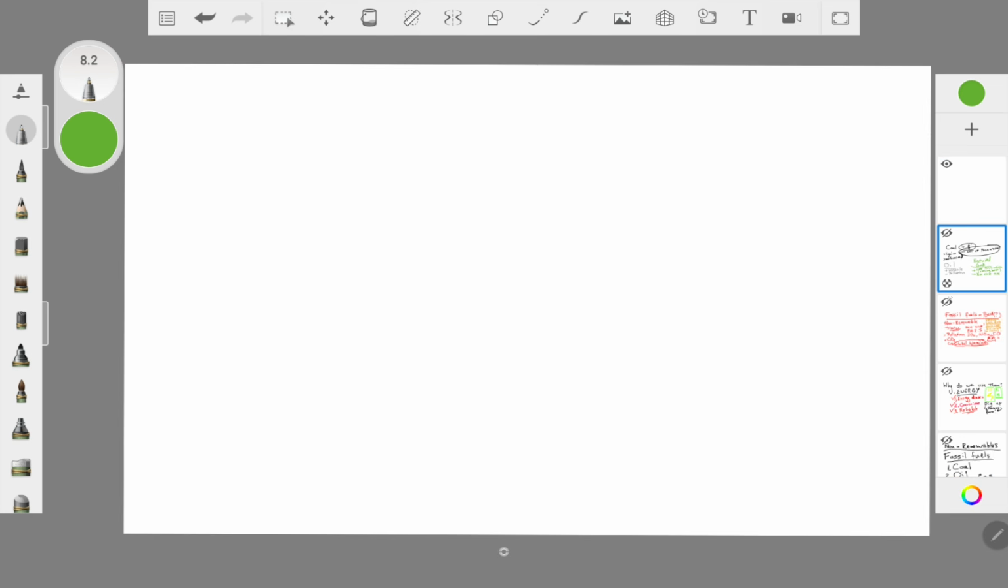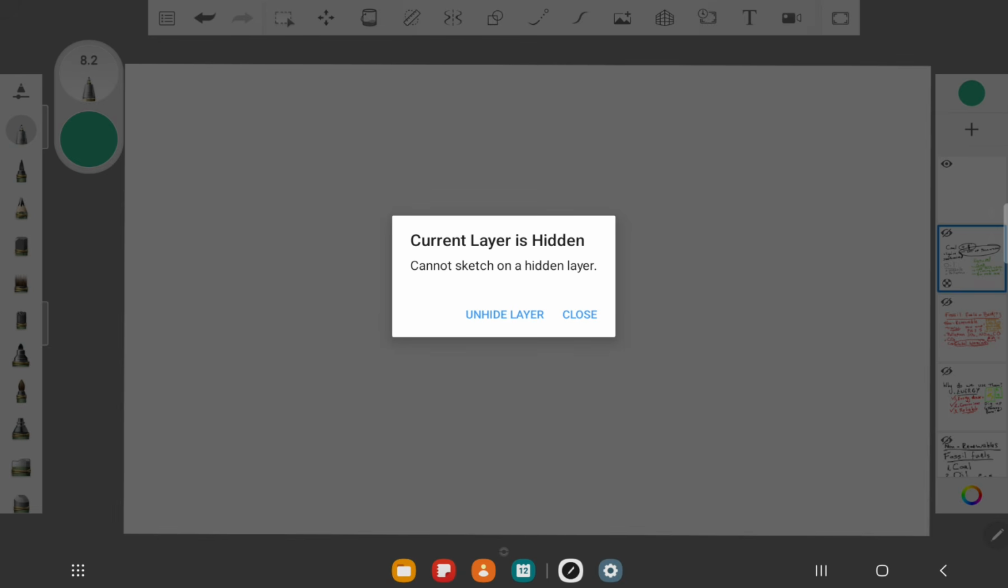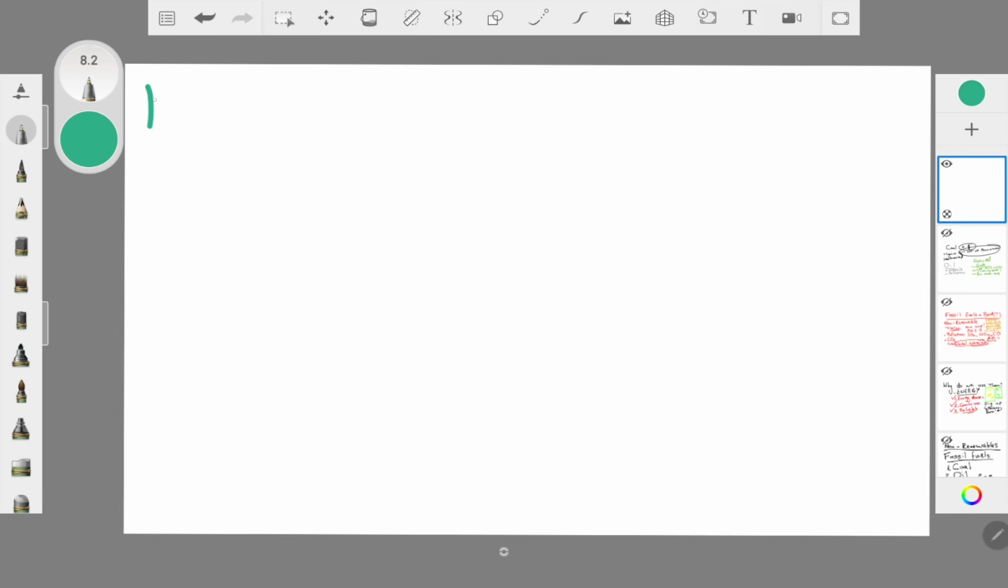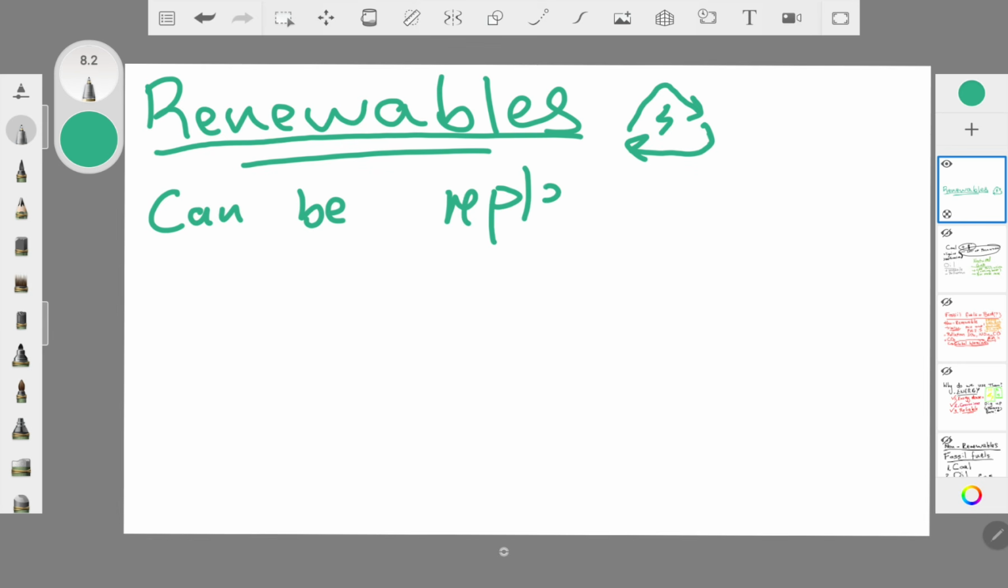So, let's move on to our last one. Look, we're already nice and green. The last one is, of course, renewables, okay? So, renewables, okay? As we said before, these are sources of energy that will not run out, okay? Can be replenished, replaced, yeah?